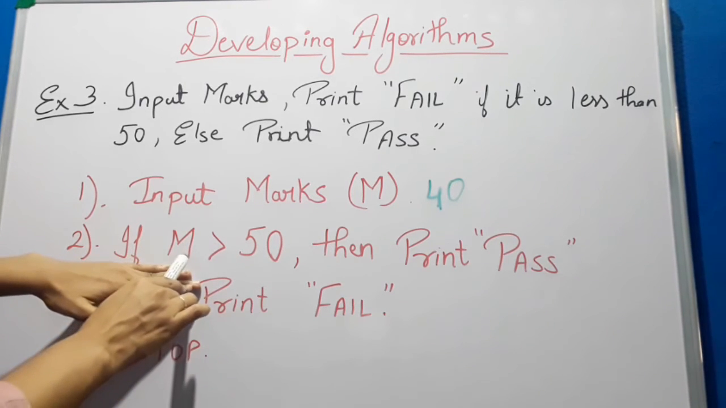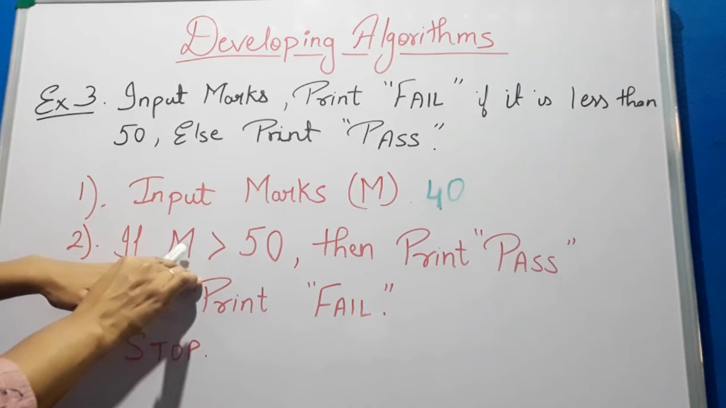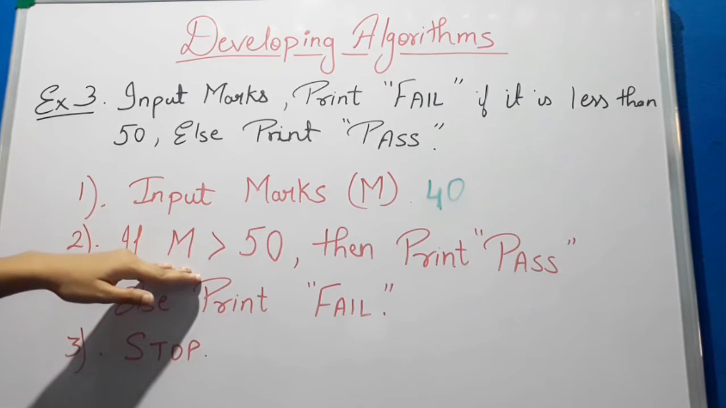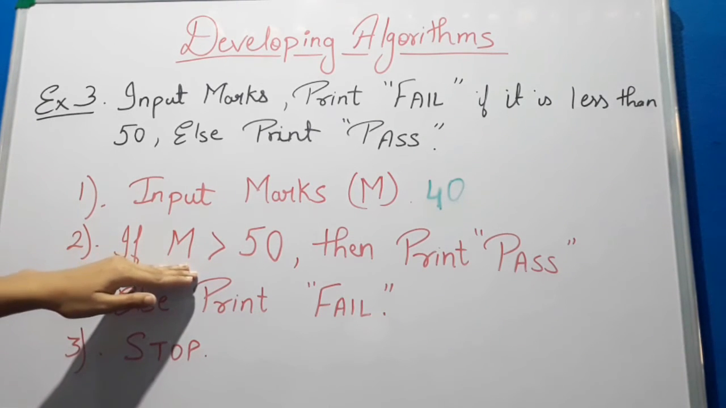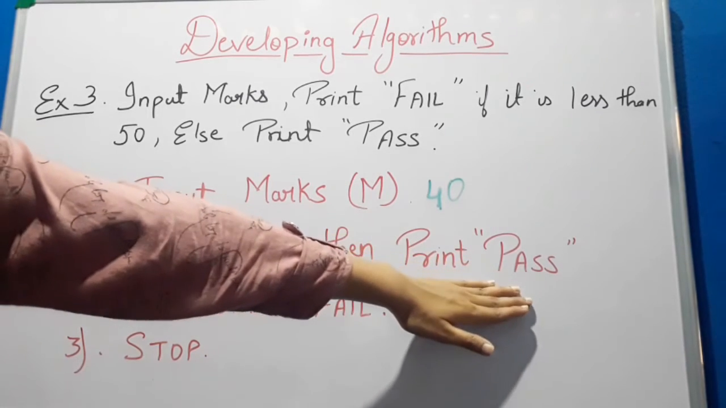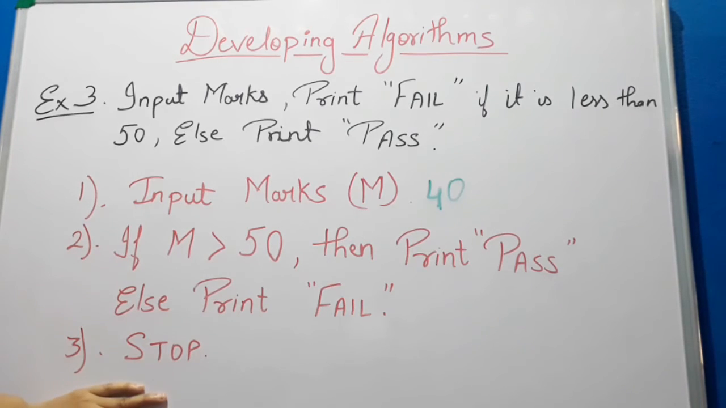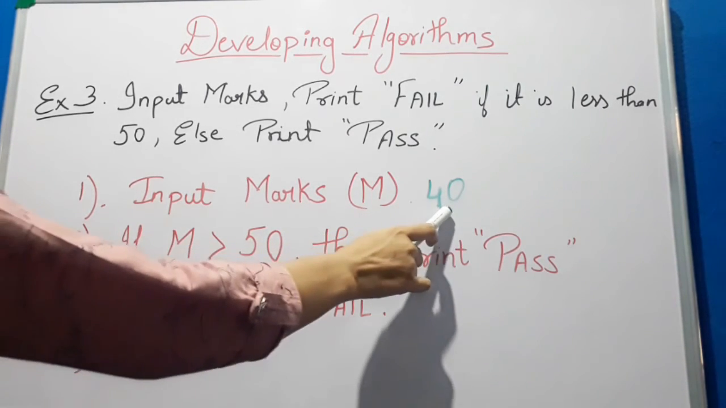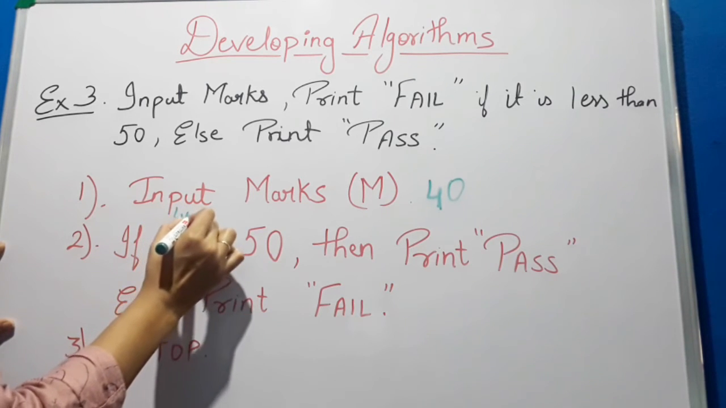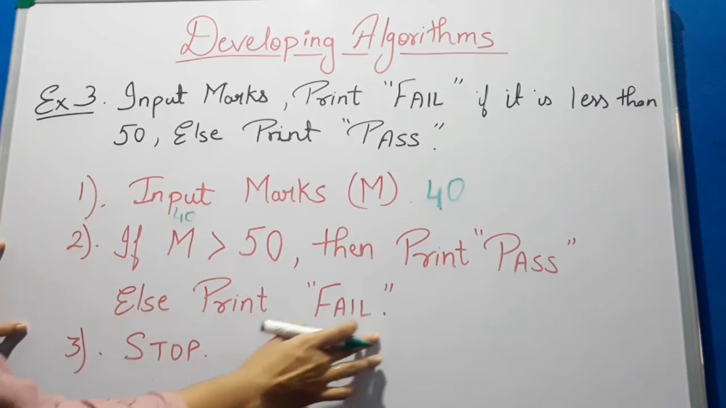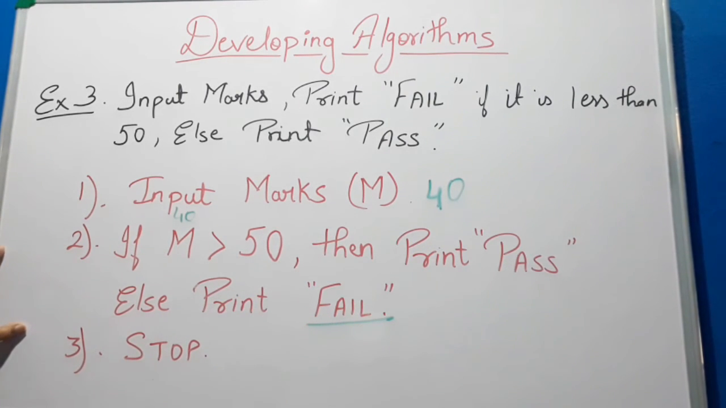See here, if I have entered M as 40, then M is less than 50. The condition here is if M is greater than 50, then you have to print pass; otherwise you have to print fail and stop. So suppose I have entered 40. The value of M is 40 now, and 40 is less than 50. So what will it print? It will print fail, and your algorithm will be stopped at the third step only.